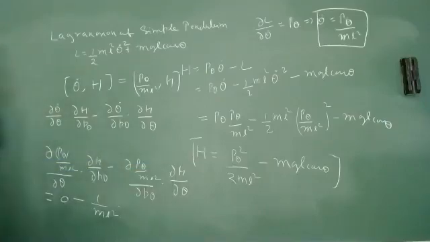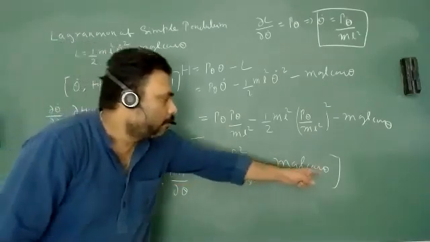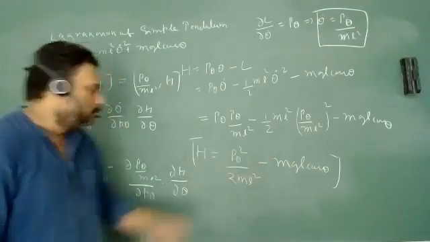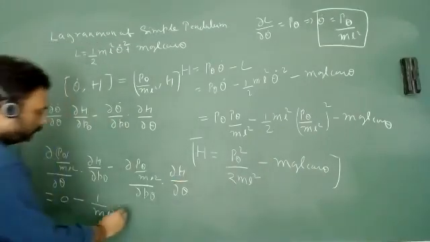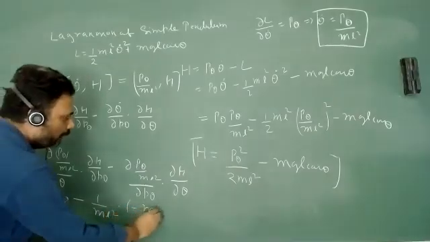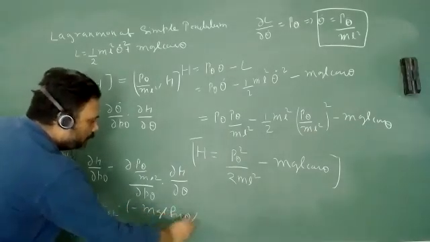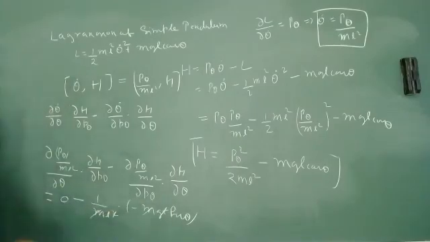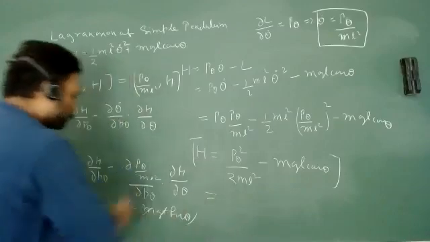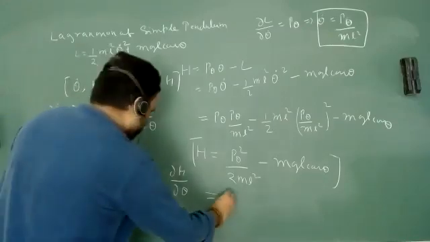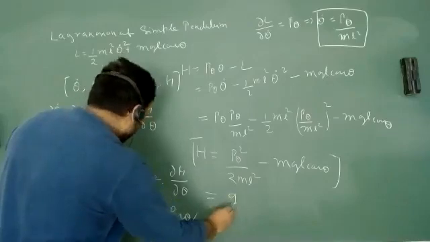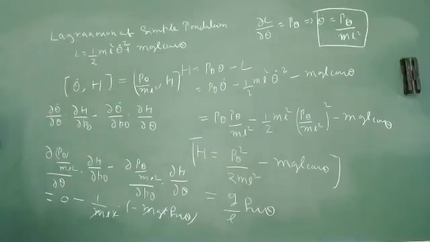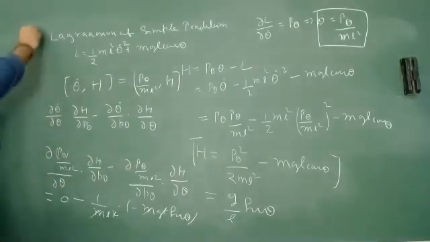And what is del h upon del theta? Del h upon del theta is cos theta, and it will give you minus minus plus. So this will be minus sine theta. So this will be minus mgl sine theta. So what will happen? This m and m cancel, and an l cancels. So what is the value? The value is minus minus plus. So this will be g upon l sine theta. So this is the actual value, and this is a very interesting problem.